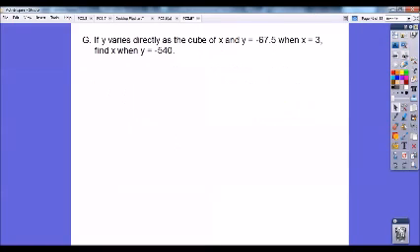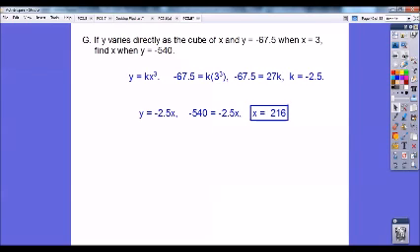Okay. So part b says if y varies directly as the cube of x, and y equals negative 67.5 when x equals 3, find x when y equals negative 540. Okay, remember, y equals kx, but in this case, y equals k times x cubed because it's the cube of x. All right. So remember, you've got to watch that word cube right there. Sometimes it says square root, so it'd be square root.